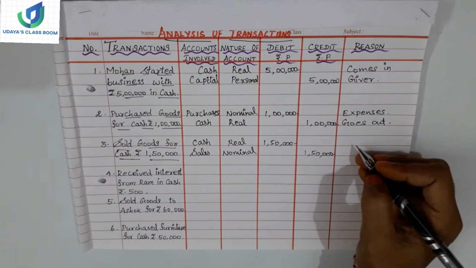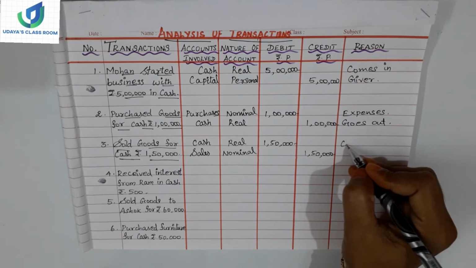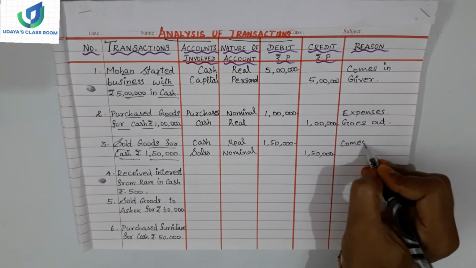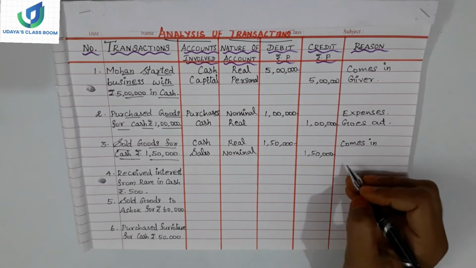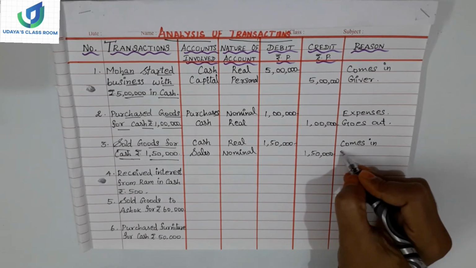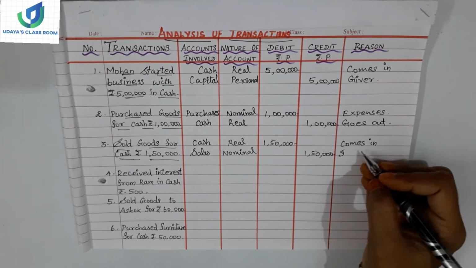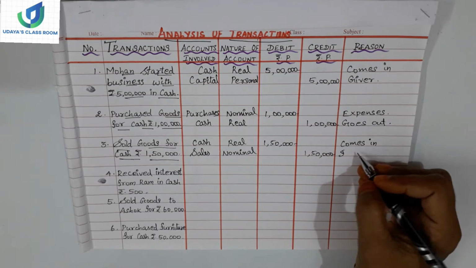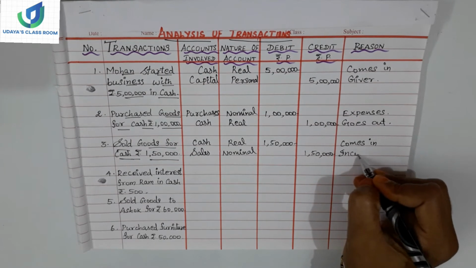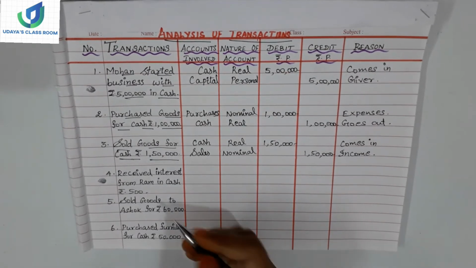Now let's write the reason for this, right? 1,50,000 cash comes in and on the other side it's an income. We have done sales, right? It is a nominal account. What is the rule of nominal account? Credit all incomes and gains, right? So income. Okay, so this is the reason.